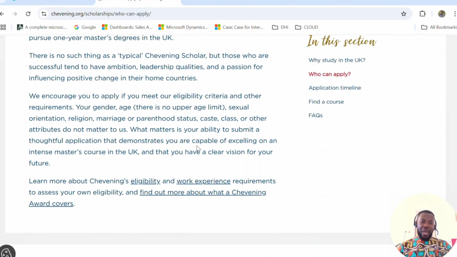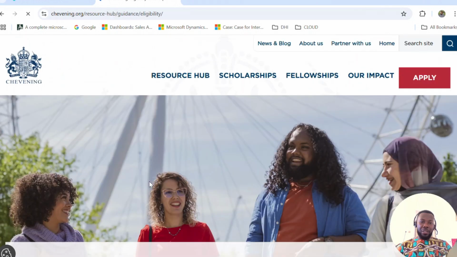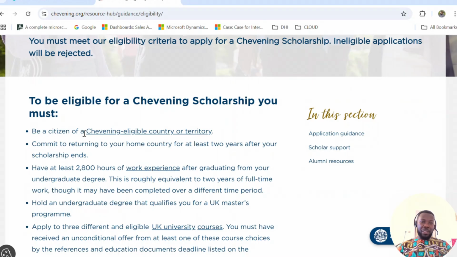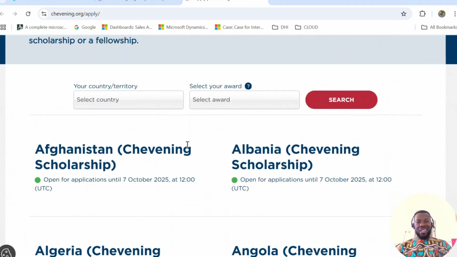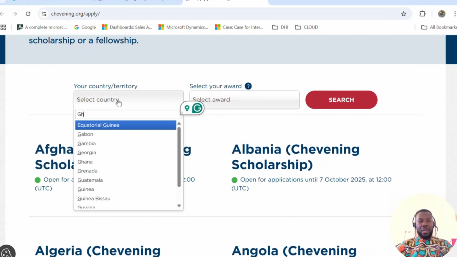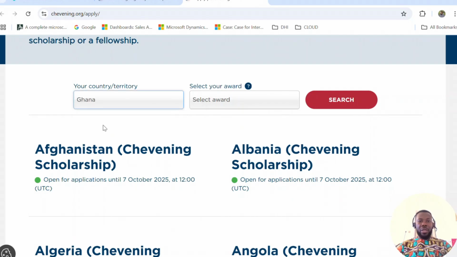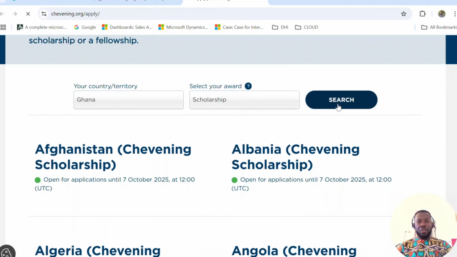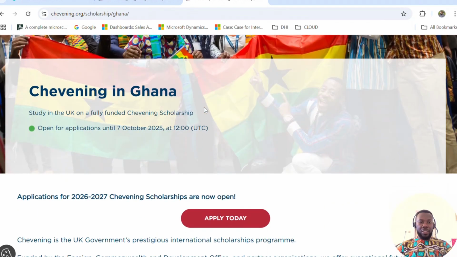And in answering this question, you can check eligibility. With the eligibility, you must be a citizen of Chevening eligible countries. And here there are several. You can search if your country is eligible. You can type here, let's say Ghana, and then you can select scholarship, then search. If Ghana is eligible, you will see.